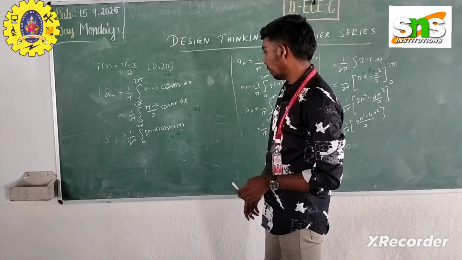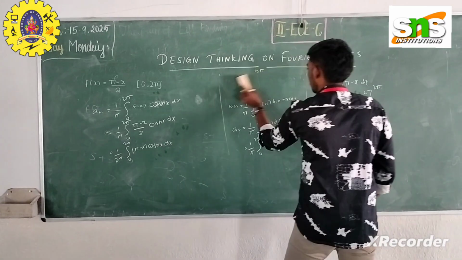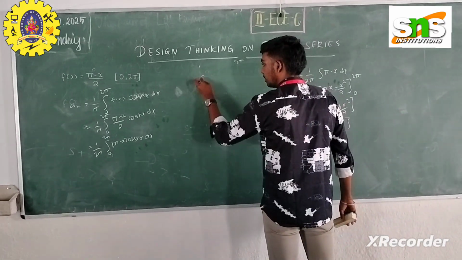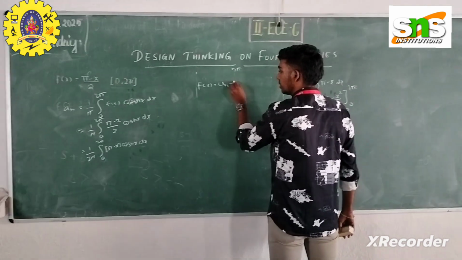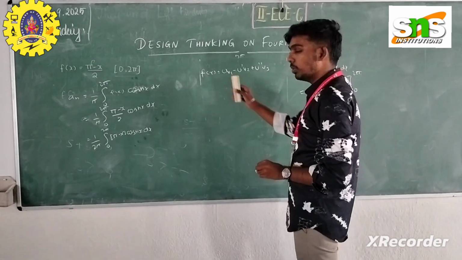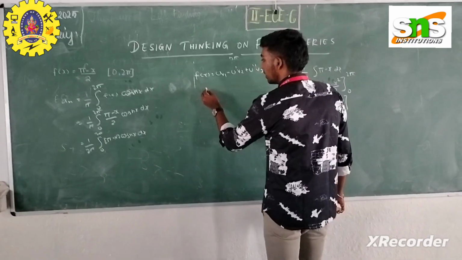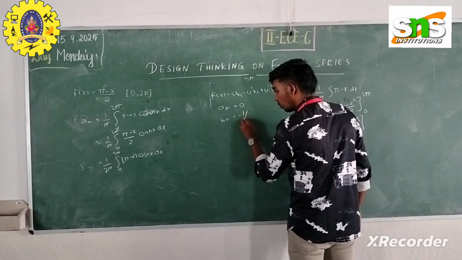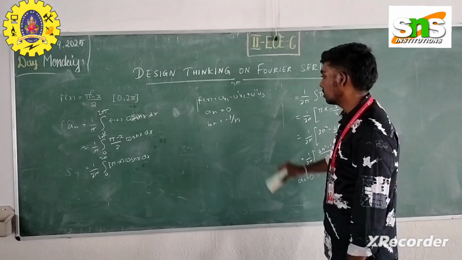Bernoulli's formula is nothing but the integral equals u v1 minus u dash v2 plus u double dash v3, where u is the differentiation term and v1 is the integration term. By using this method, we get the values an is 0 and bn is minus 1 by n.